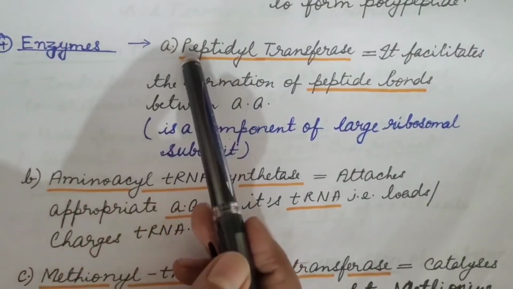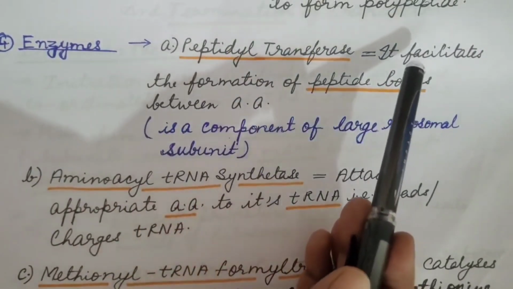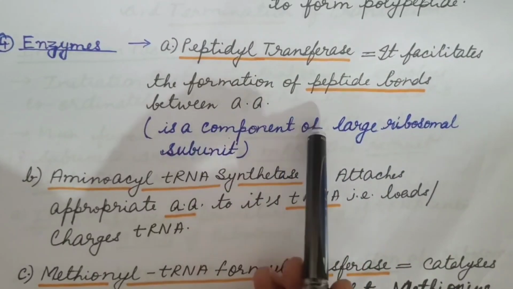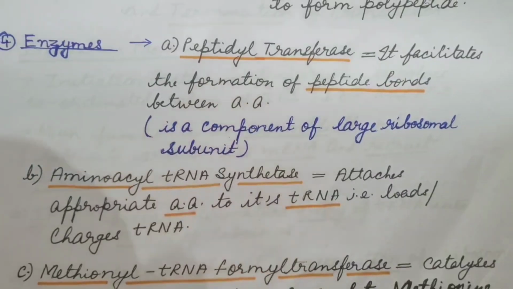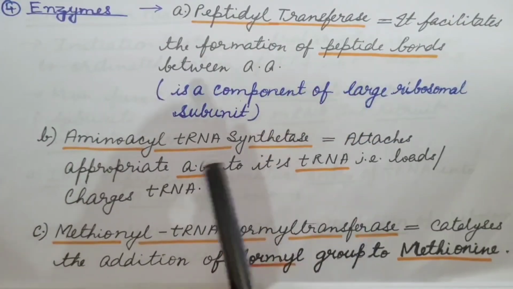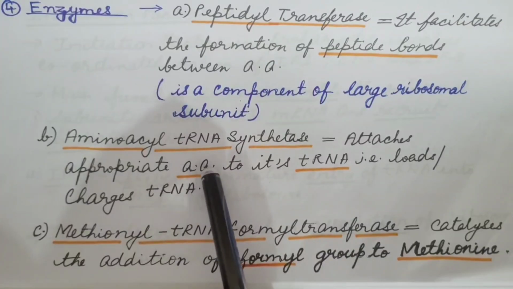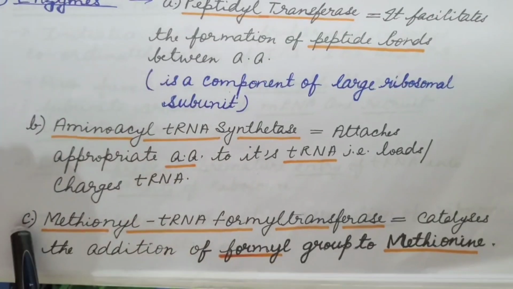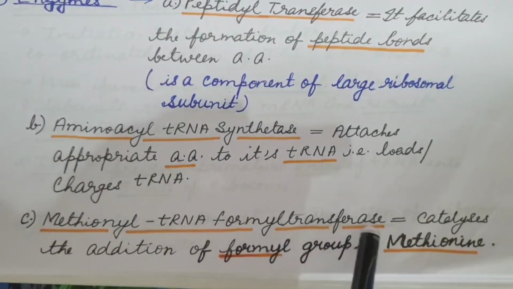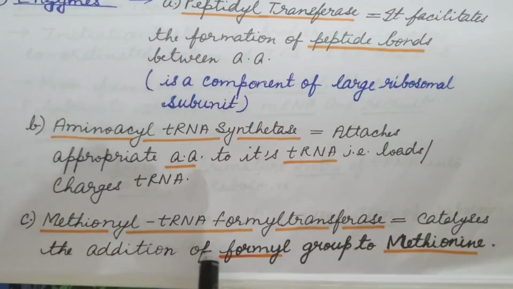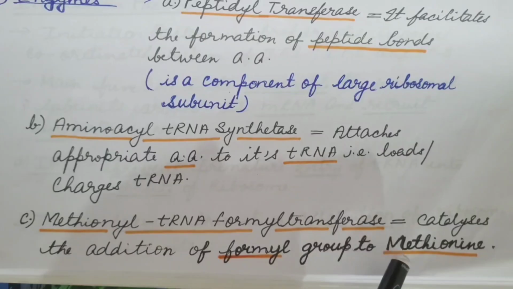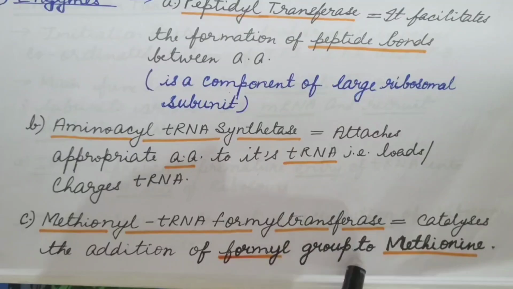Then enzymes. Among enzymes, first is peptidyl transferase. It facilitates the formation of peptide bonds between amino acids. It is a component of the large ribosomal subunit. Second is aminoacyl transfer RNA synthetase. It attaches the appropriate amino acid to its transfer RNA, that is, it loads or charges transfer RNA. Then third is methionine transfer RNA formyl transferase. It catalyzes the addition of a formyl group to methionine. So formyl methionine is the first amino acid of a protein or polypeptide chain in prokaryotes.